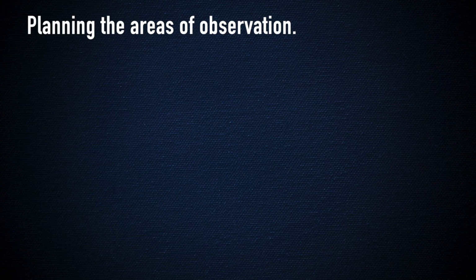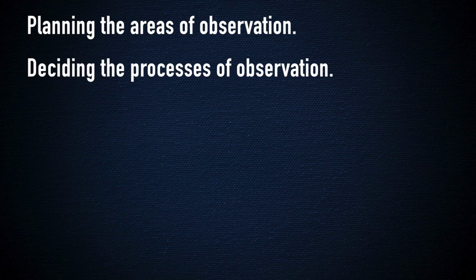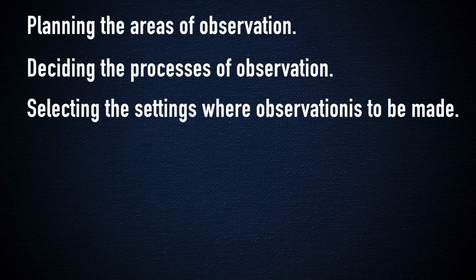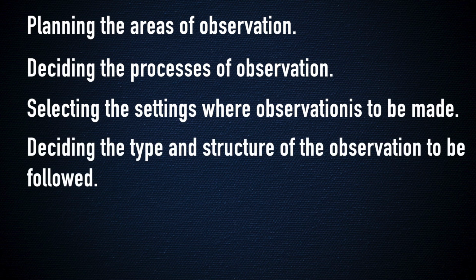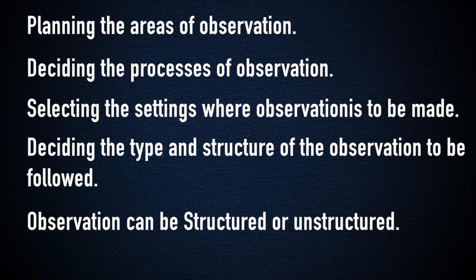Observation must be planned systematically and consists of planning the areas of observation, deciding the processes of observation, selecting the settings where observation is to be made, and deciding the type and structure of observation to be followed. Observation can be structured or unstructured, participant or non-participant in nature. In the process of observation, there are different sources of bias.